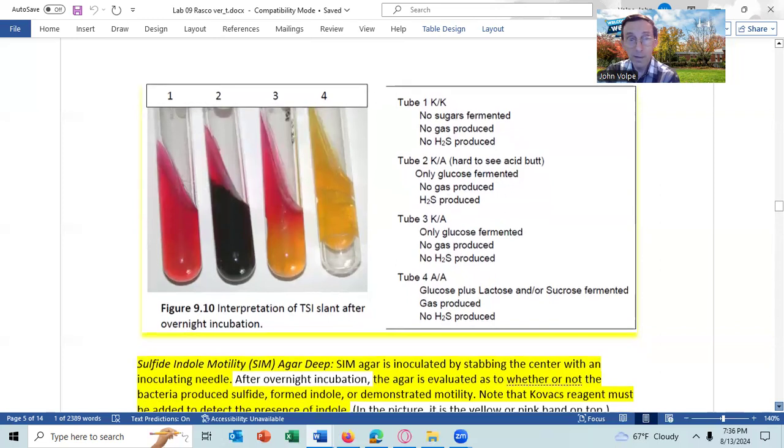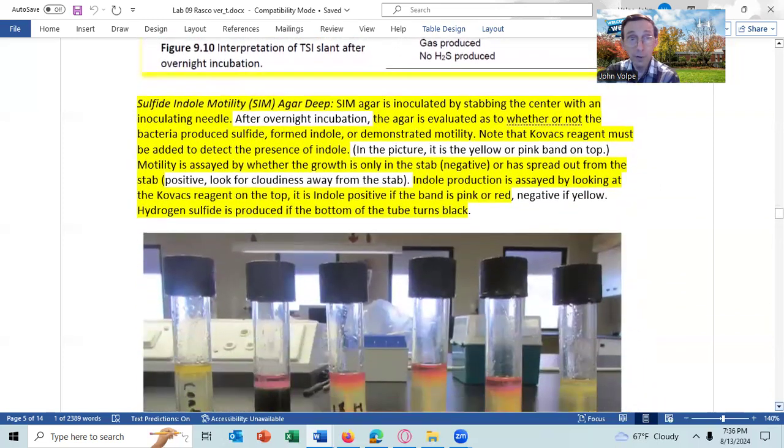All right, let's move on to the sulfide indole motility test. This test is looking at 3 different tests all in one tube.